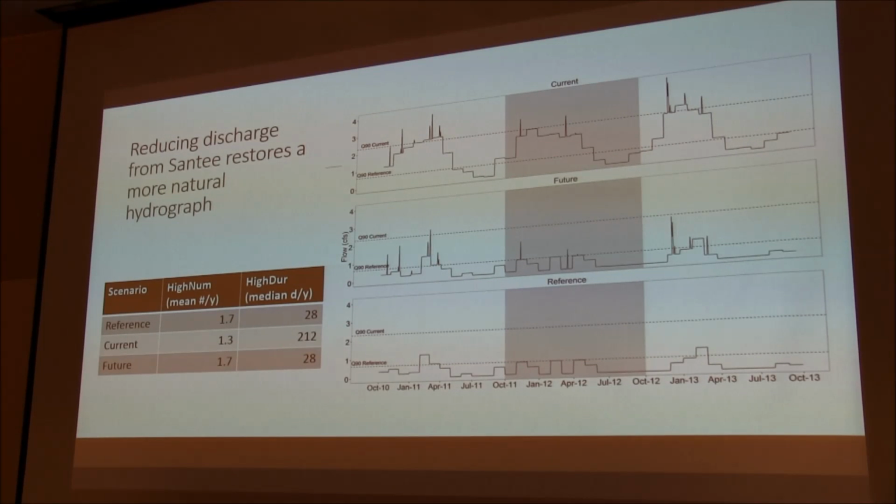If you look at the top, this is what we estimate the current hydrology to be, and the next row shows a hydrograph representing these future conditions when we've redirected the discharge. And the third panel represents the historical reference conditions. Easily, you can see that we're bringing it much more in line with what the hydrograph used to look like if we redirect those discharges. And if you compare the metrics, you can see that we've returned a good number of them to their historic conditions.